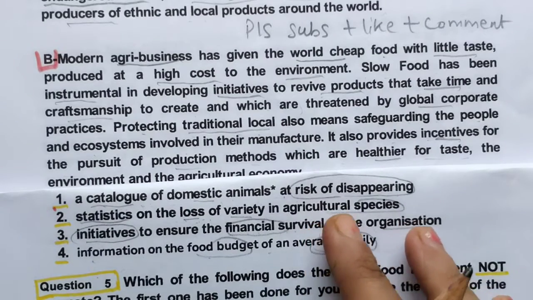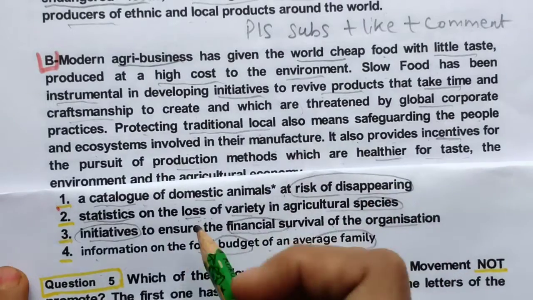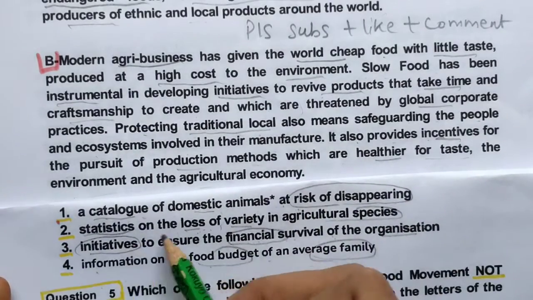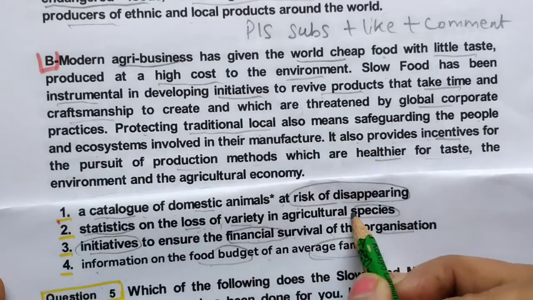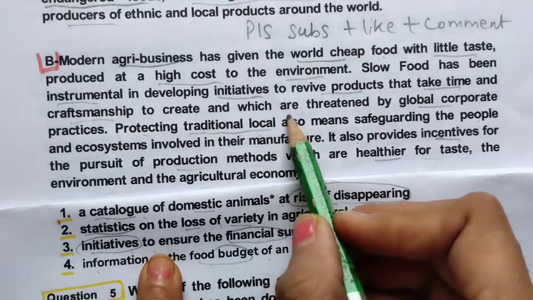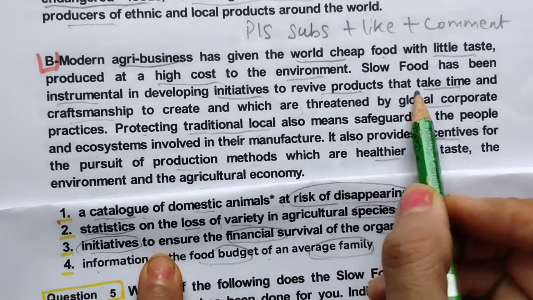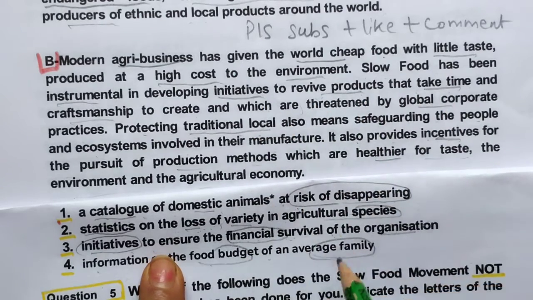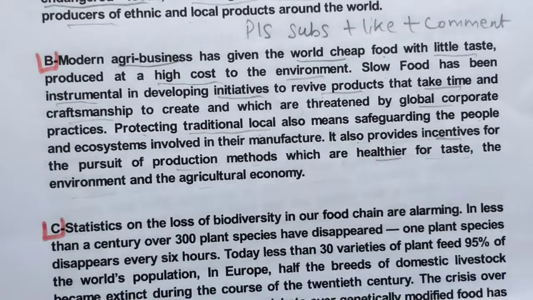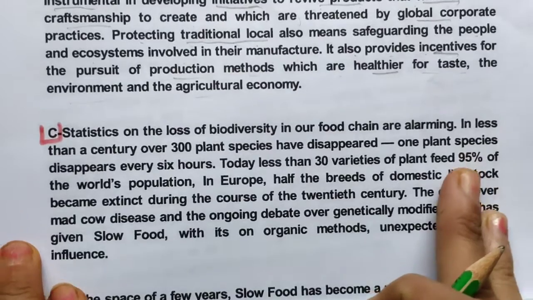So you can read it, please. A catalog of domestic animals at risk of disappearing. No. Statistic on the loss of variety of agricultural species. Initiative to ensure, initiative word was there, to revive products that take time but not financial survival of the organization. Food budget and average family, nothing was given. So let's read C paragraph.